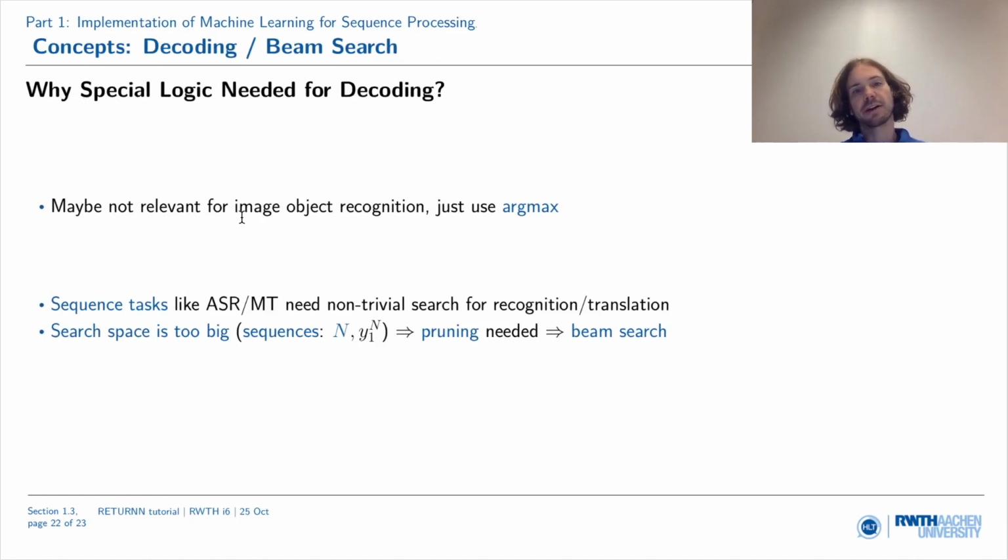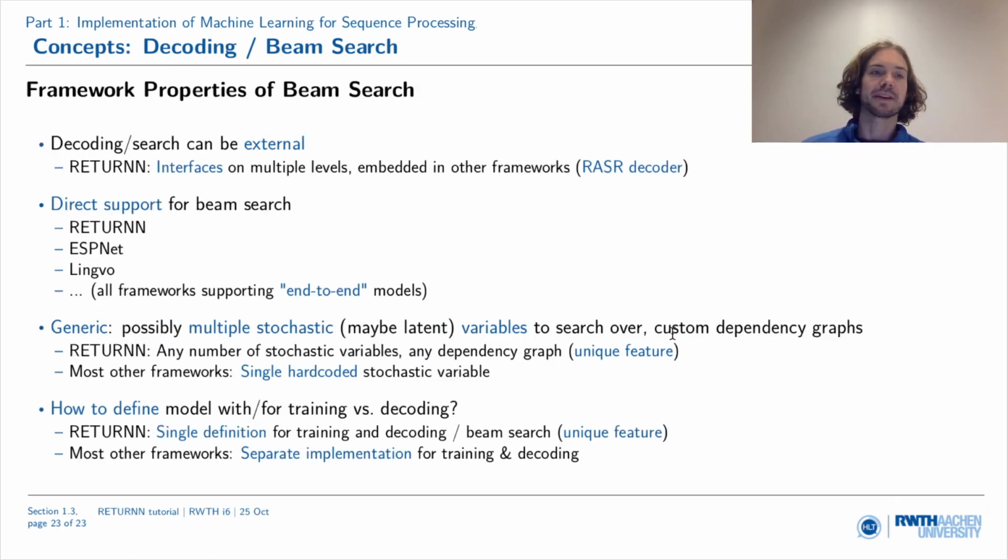When you think of image object recognition, it's not so clear. You would just use argmax and it's done. But when you have a sequence task like speech recognition, then the search space is too big, because now you search for sequences. So usually you would need some pruning in your search process, and you would have a beam search algorithm. So on beam search in frameworks, first of all, beam search could just be external.